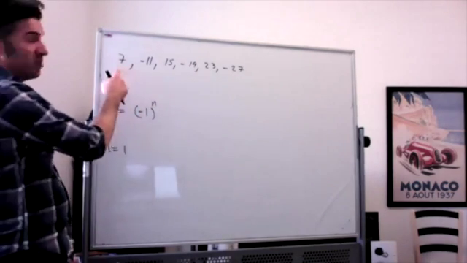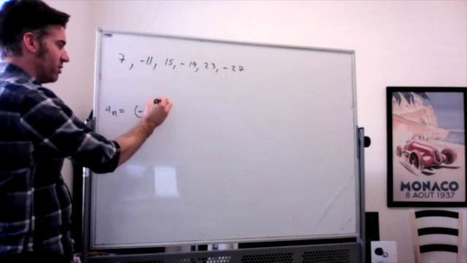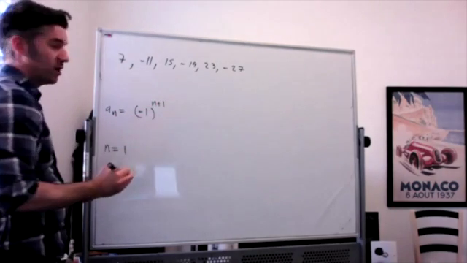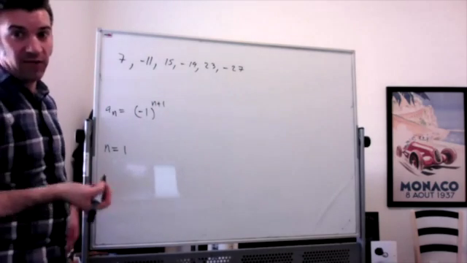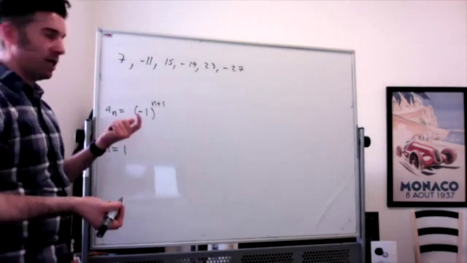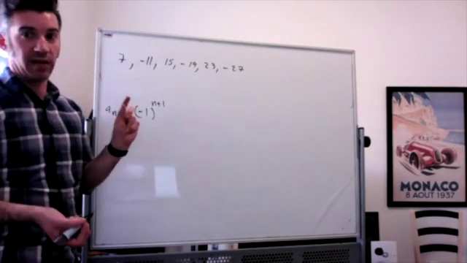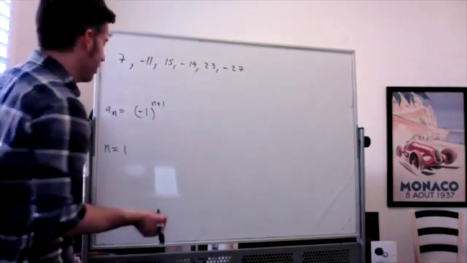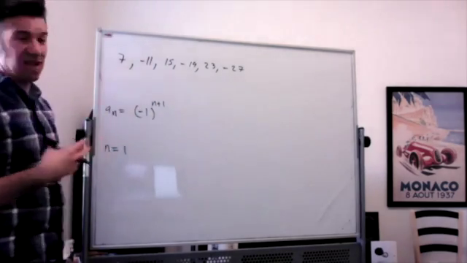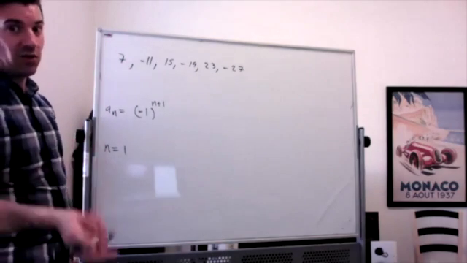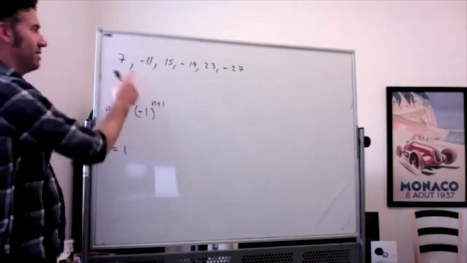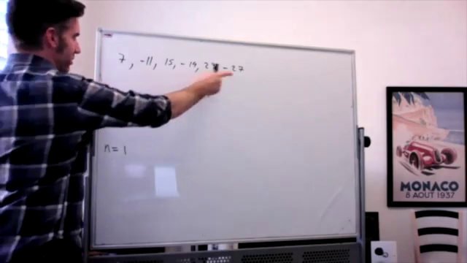But I want my first term to be positive, so I actually need to make this negative 1 to the n plus 1 or n minus 1. Either way, if you add or subtract 1, you will change what you start on being negative to what you start on being positive. So we adjusted for the alternating part. So now we can completely ignore that. And ignoring that, here's what I see. I see 7, 11, 15, 19, 23, 27.